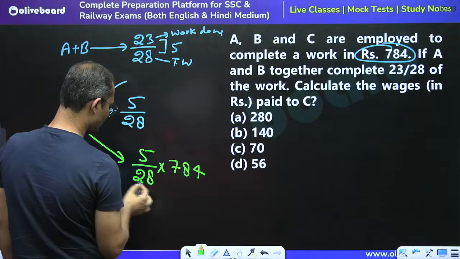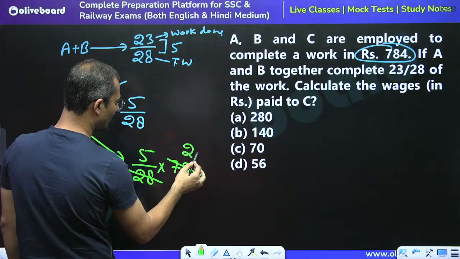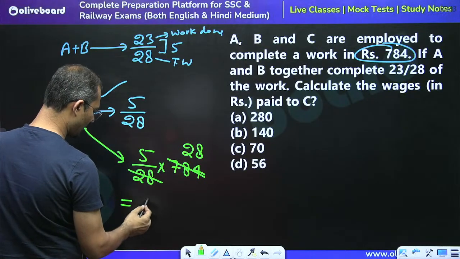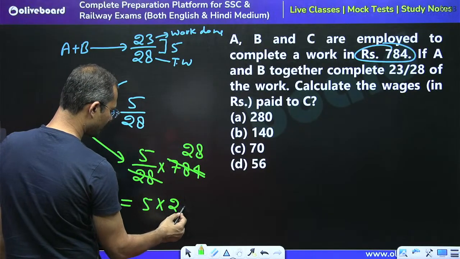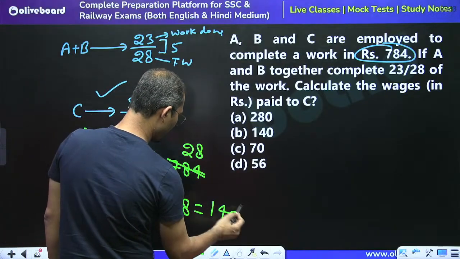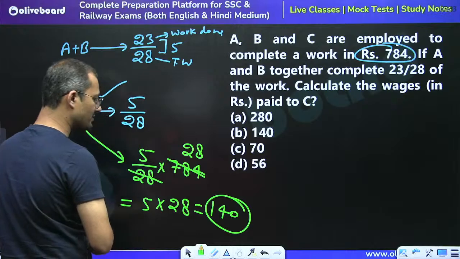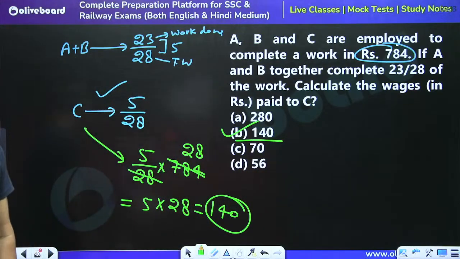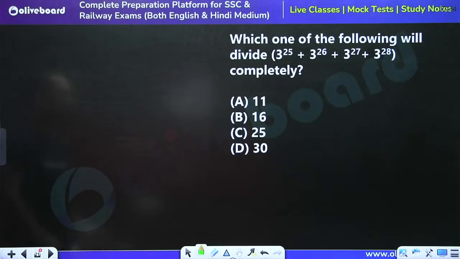So 784 is cancelled by 28 because the square of 28 is 784. So now the answer is 5 into 28. Tell me what is the answer? So 140 is the right answer. 28 5s are 140, right? So B part is the right answer. Yes, B is the right answer. 140 is the right answer. Yes, you are right, Vinod. So moving to next question.